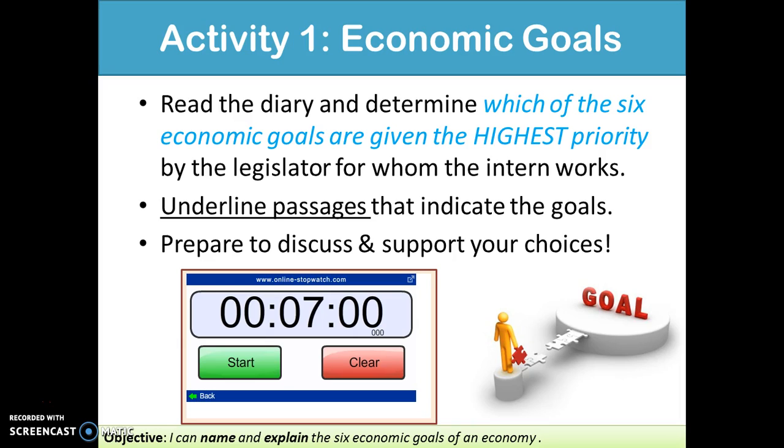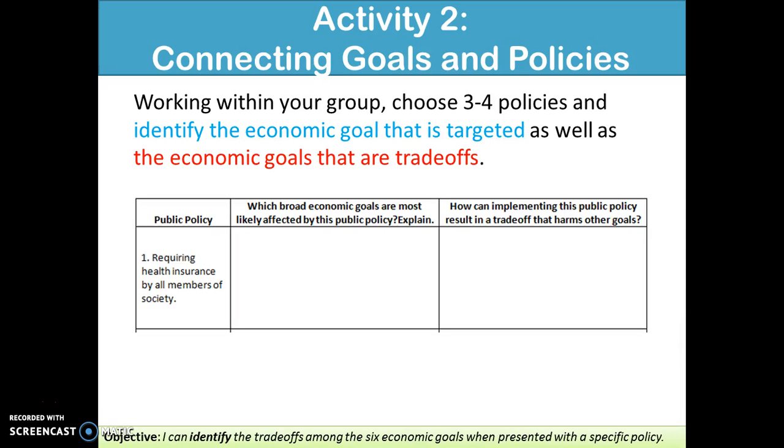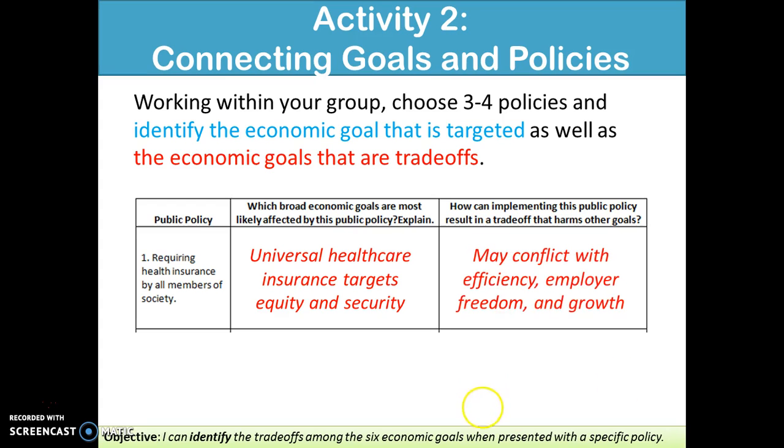For more practice with this, you can turn either of those pages over, and you can work with specific economic policies and identify the goals that would be prioritized or achieved and the trade-off. I've got the answer for the first one here, and again, the answer key is on Schoology as well. So this would be more good practice.